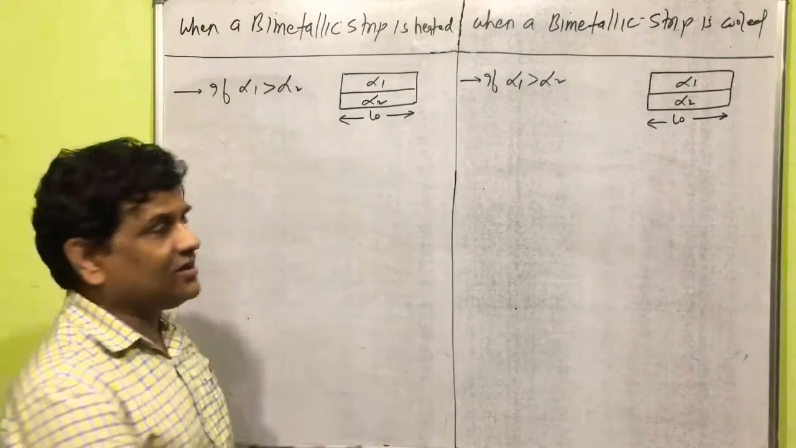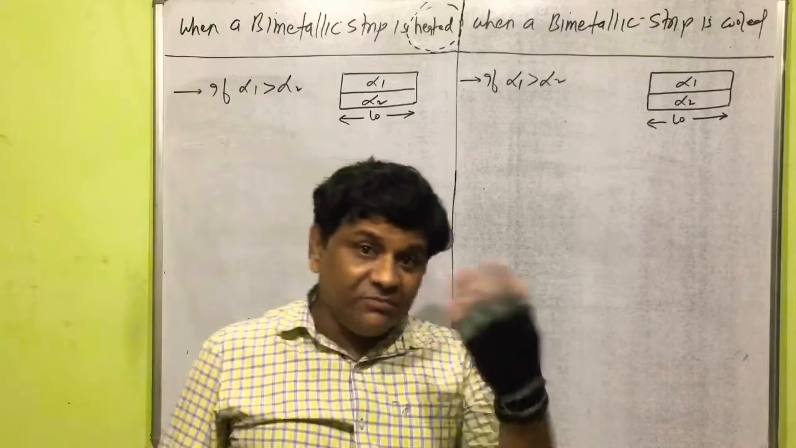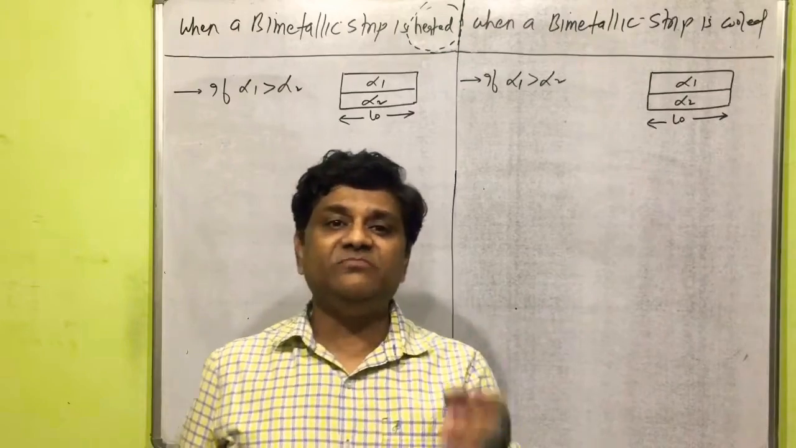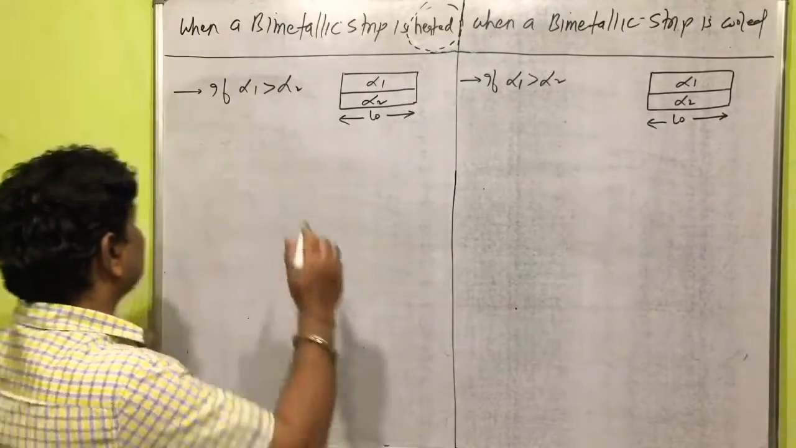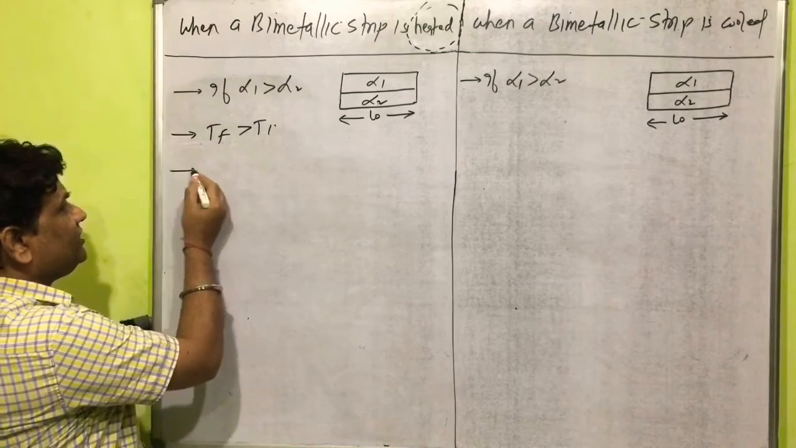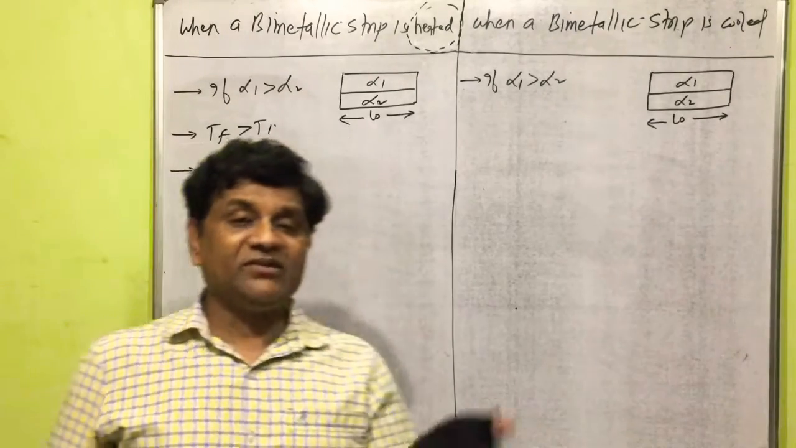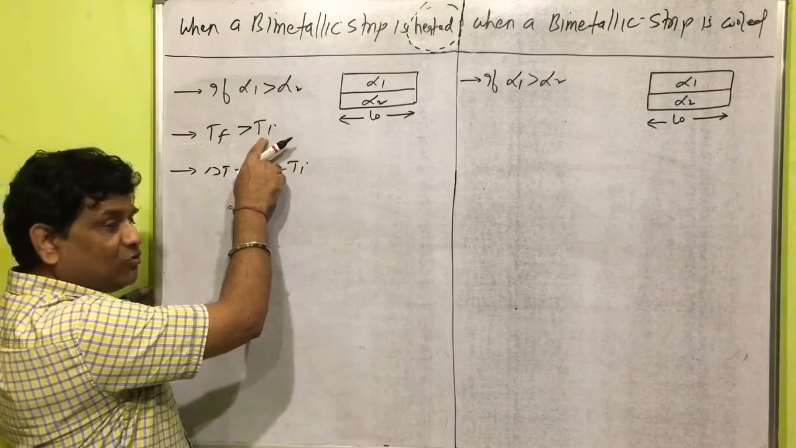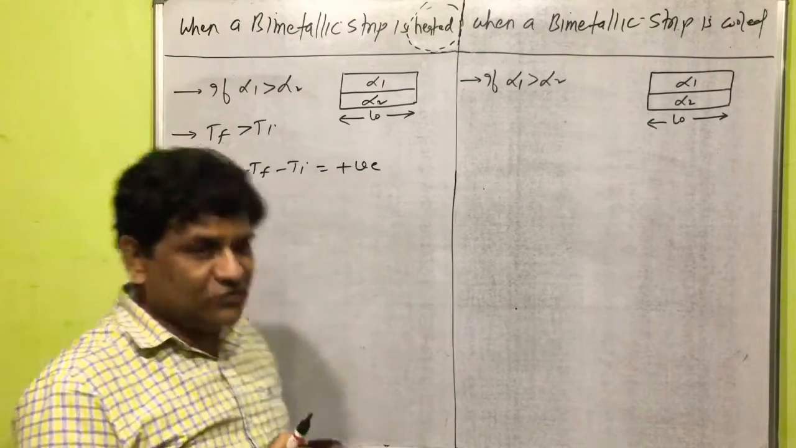Now the condition is mentioned here. Here the bimetallic strip is heated. Heated means temperature increases. Temperature increases means T final is greater than T initial. The change in temperature is always T final minus T initial. Now from here it is clear T final is more than T initial. Due to this, delta T will be positive.